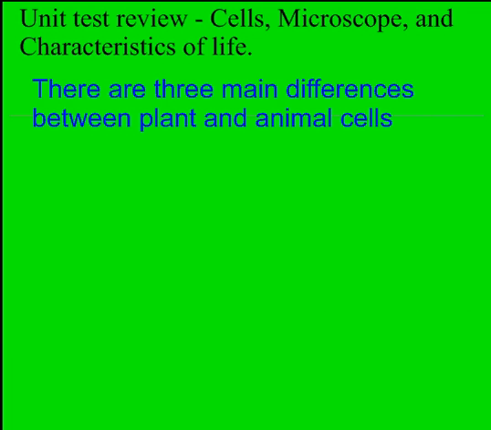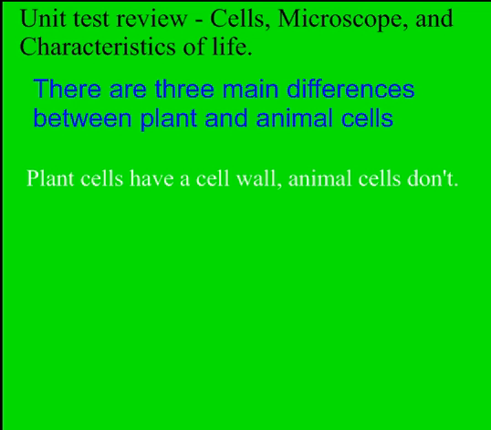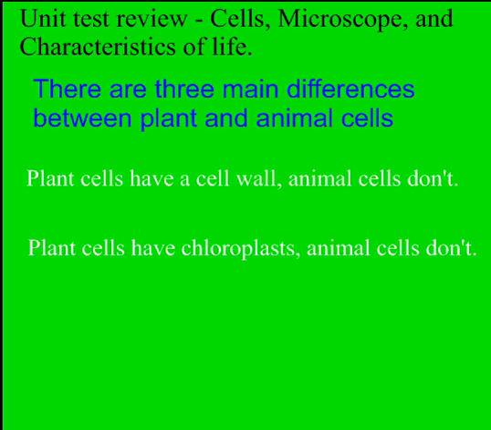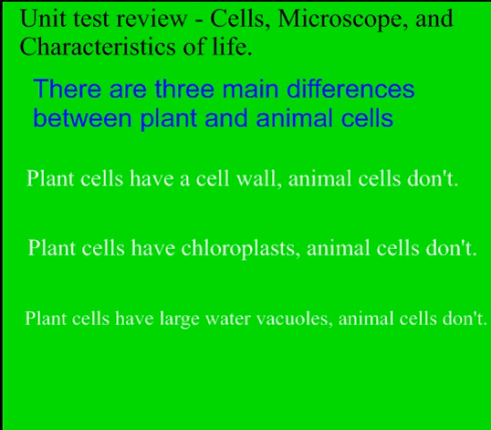There's three main differences between plant and animal cells. Can you think of them? One, plant cells have a cell wall. Animal cells do not. Plant cells also have those green chloroplasts for doing photosynthesis. Of course, animal cells don't have that. And plant cells have large water vacuoles. Animal cells have vacuoles, but not the large water vacuoles like plant cells have.